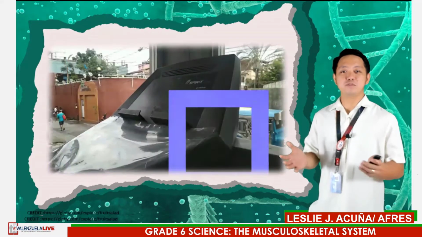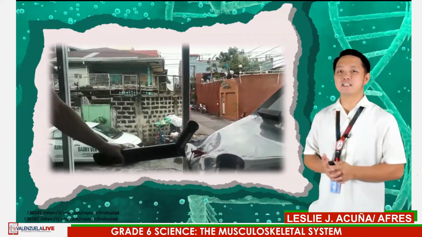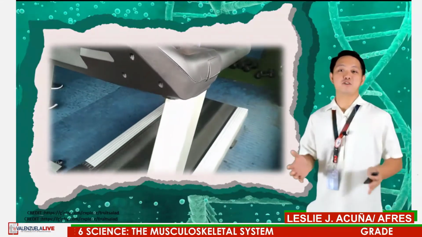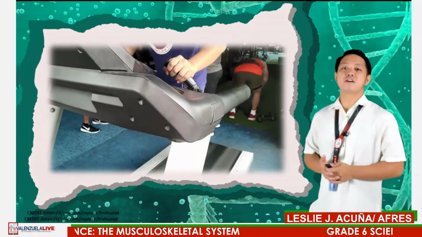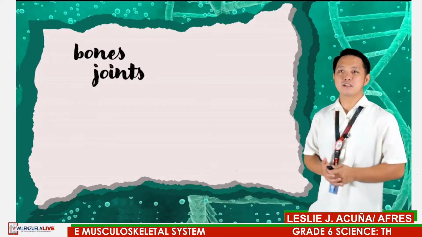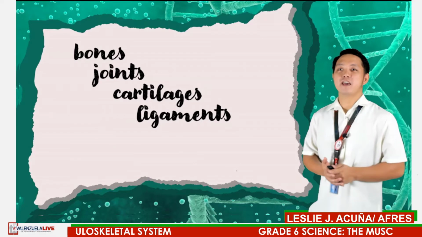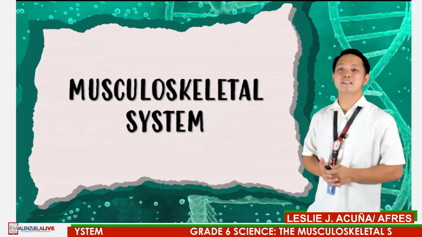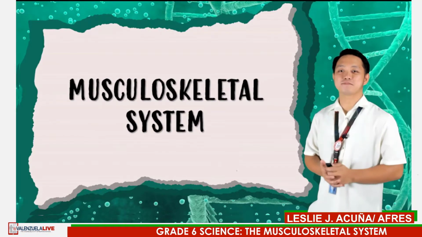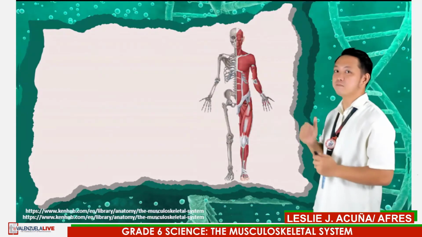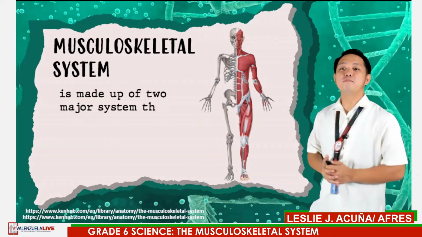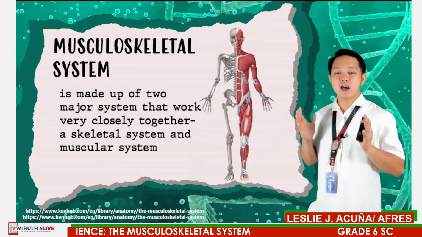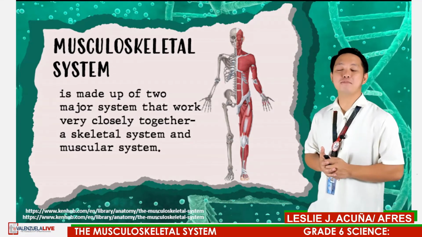You are able to move and perform any activity because you have bones and muscles. Your bones, joints, cartilage, ligaments, muscles, and tendons make up your musculoskeletal system. The musculoskeletal system is made up of two major systems that work very closely together: a skeletal system and a muscular system.